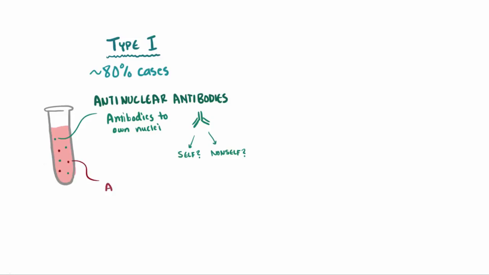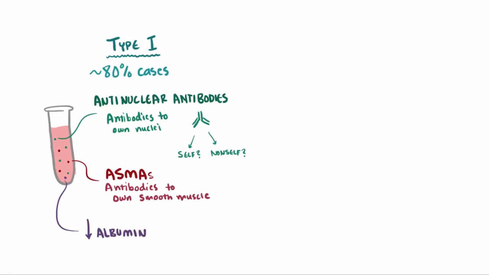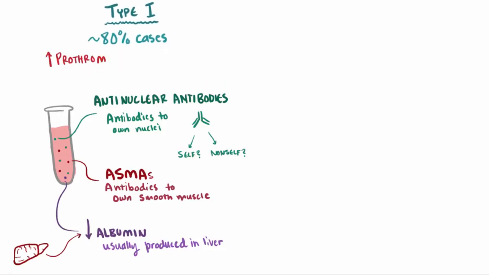Also, along the same lines, we might find antibodies that are targeting your own smooth muscle proteins as well. Decreased serum albumin is also a marker for autoimmune hepatitis and damage to the liver. Usually, serum albumin is produced in the liver, but if the liver becomes damaged, serum albumin production may decrease. Finally, an elevated or prolonged prothrombin time, which is the time it takes your blood to clot, is a typical lab finding in more severe cases.